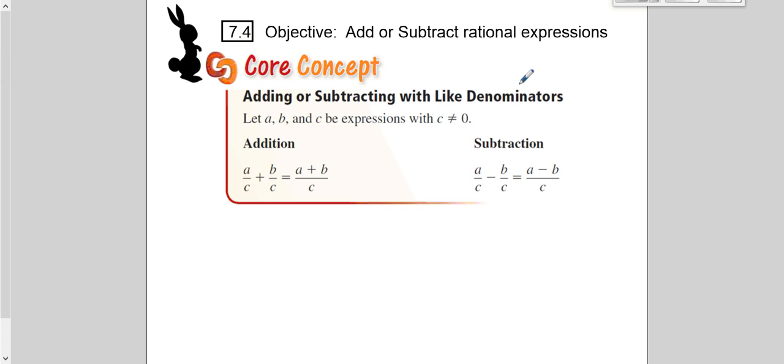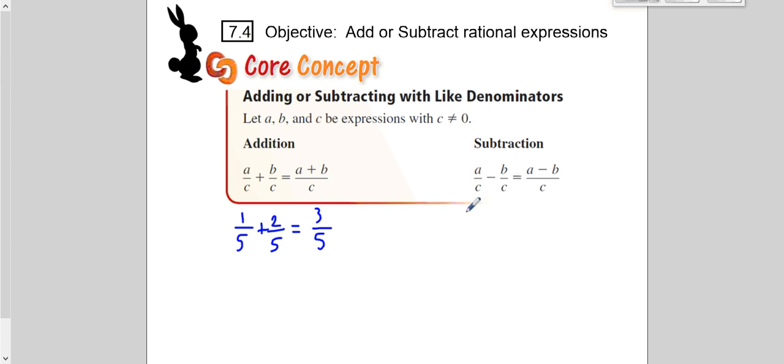Adding or subtracting with like denominators. Let A, B, and C be expressions with C not equal to 0. Addition: A over C plus B over C equals A plus B over C. Just like if we were adding 1/5 plus 2/5. To be able to add fractions, we need a common denominator. The denominators have to be the same, and when we add them, it stays the same. 1/5 plus 2/5 is 3/5.